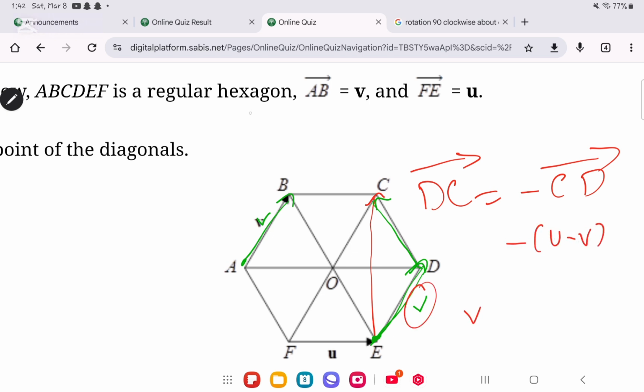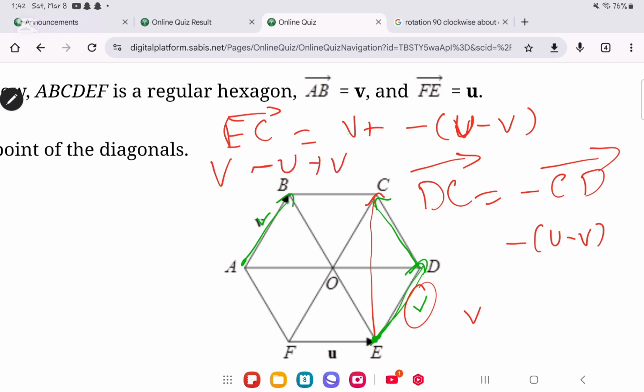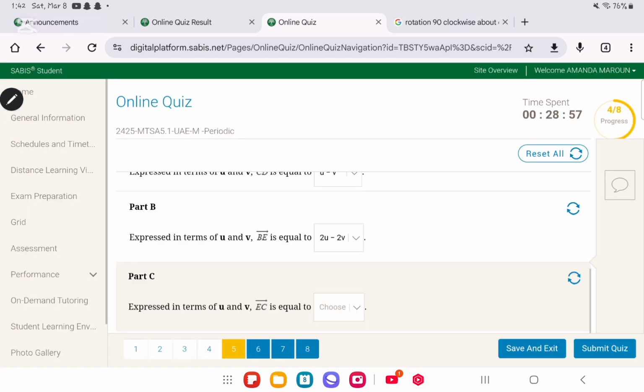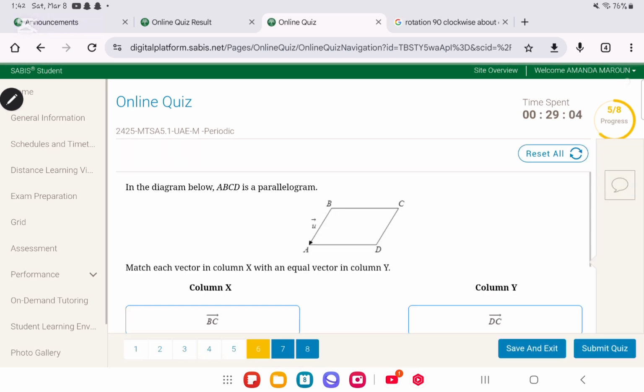So very simply, EC, okay, it is equal to V plus minus U minus V. This is U, okay? So V minus U plus V, so very simply it is 2V minus U. So EC is equal to 2V minus U. We finished question number 5. We move on to question number 6. Now the questions will get a bit easier, okay?